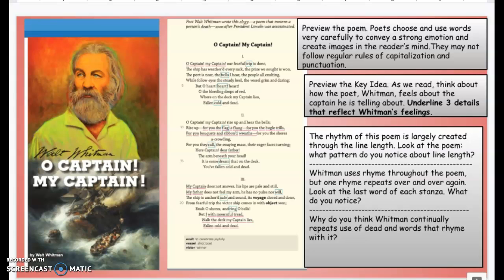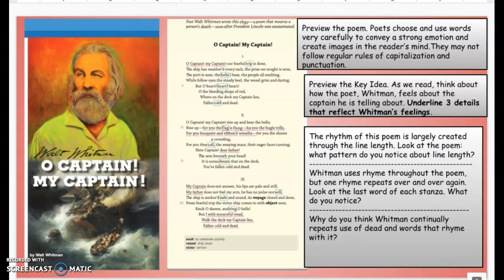And if you look, you'll notice the last 4 lines of each stanza are shorter than the lines above. And you'll also notice that the last 4 lines in each stanza all focus on sadness about the captain's death.